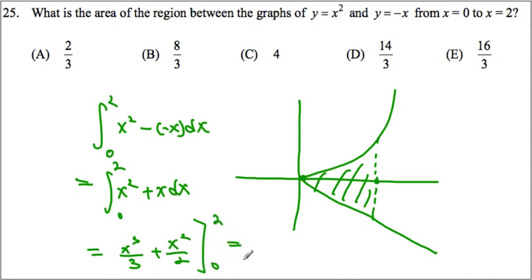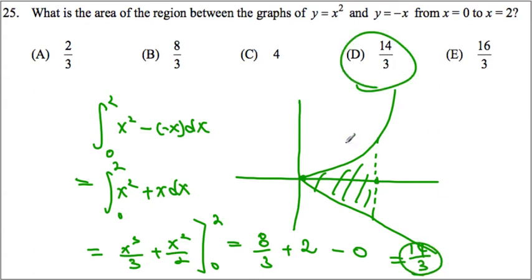When you plug in 2, we end up getting 8 over 3 plus this portion becomes 2, minus 0. Then here we have 14 over 3 as our final answer, which is choice D.